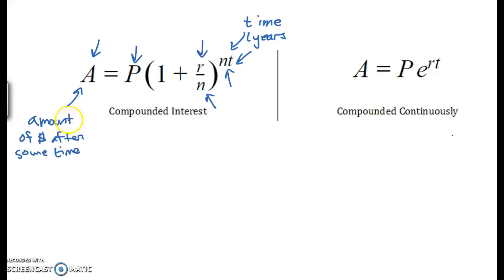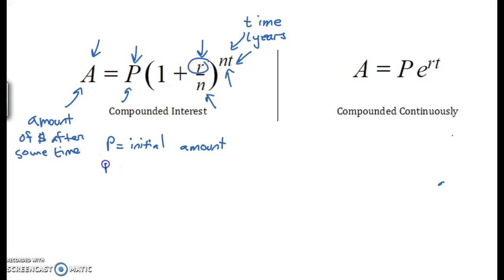So everything else, this P stands for the principal, and it means the initial amount of money you put in. So if you're depositing $500 in an account or borrowing $5,000, that's your value for P.